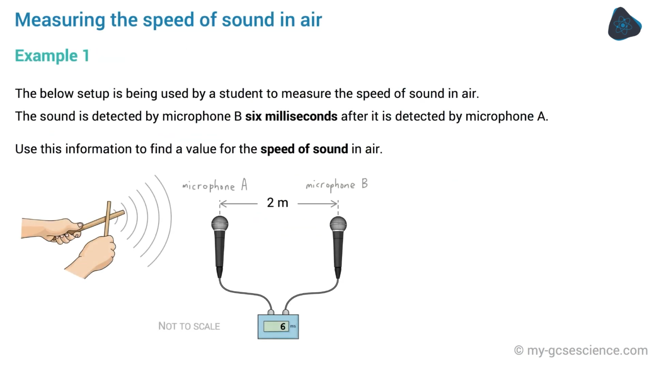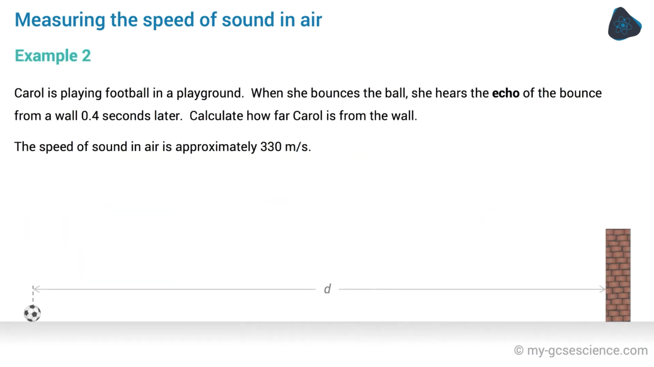In example 1, as soon as the sound is detected by microphone A, the automatic timer starts. When the sound reaches microphone B, the timer stops. As we can see, the microphones are 2 meters apart, and the time taken for the sound wave to travel from A to B was 6 milliseconds, so the wave speed is given by v equals s over t. Subbing in, that becomes 2 over 0.006, which gives an answer of 333 meters per second to the nearest whole number. Have a look through example 2 now.